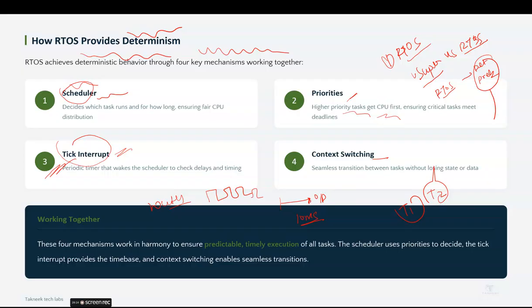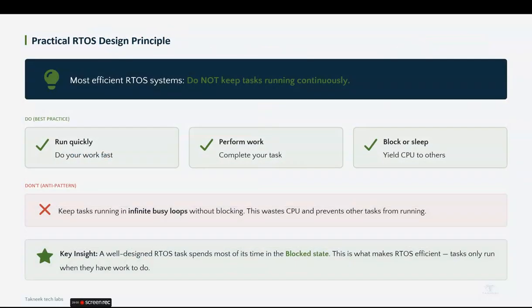What is context switching? You have seen that task 1, task 2, task 3, and how task 1 saves the data, and then task 2 gets the CPU, and when task 1 comes again, how it can get the context which it was executing in its previous execution time. Okay, so these four mechanisms work in harmony to ensure predictable, timely execution of all tasks. So if you get asked how RTOS provides determinism, you'll say scheduler, task priorities, tick interrupts, and context switching. These are the possible questions that can be asked in your RTOS interview.